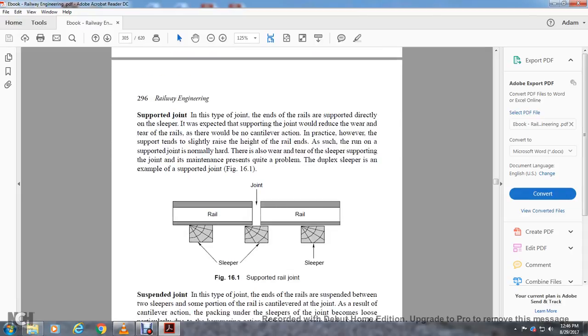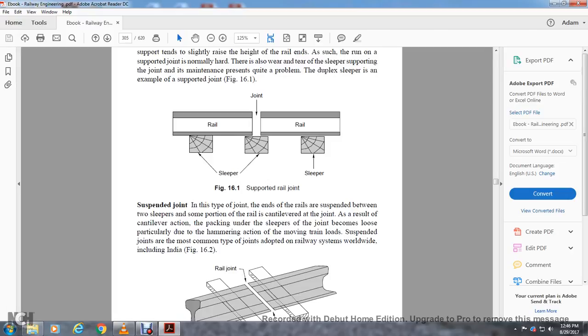Figure 16.1 shows a supported rail joint on top of the sleeper: joint, rail, sleeper. Suspended joint: in this type of joint, the ends of the rail are suspended between the two sleepers.